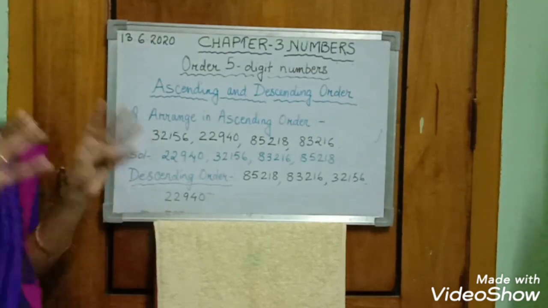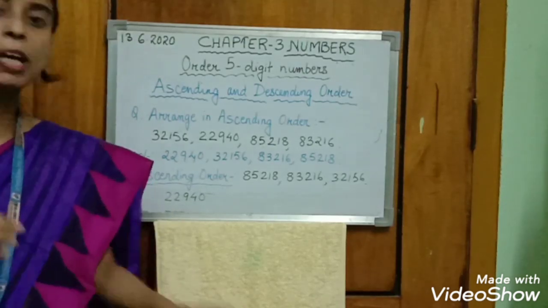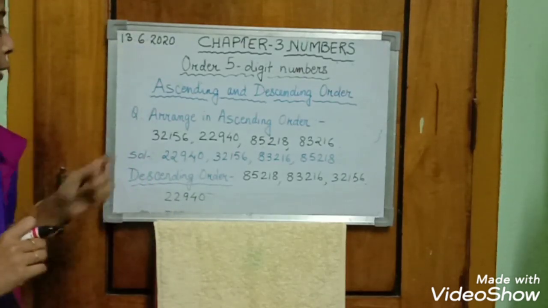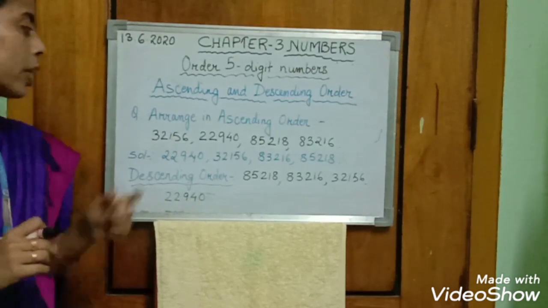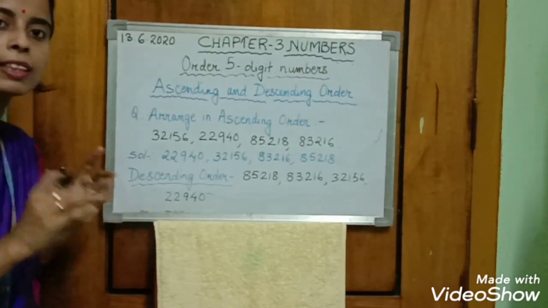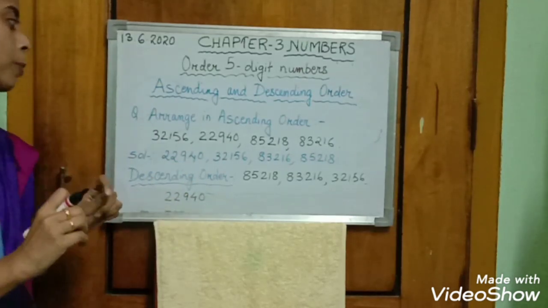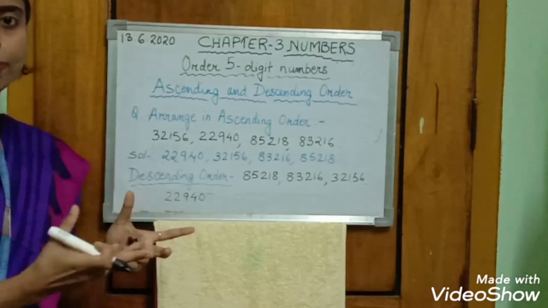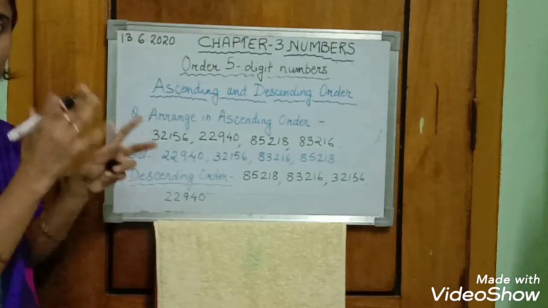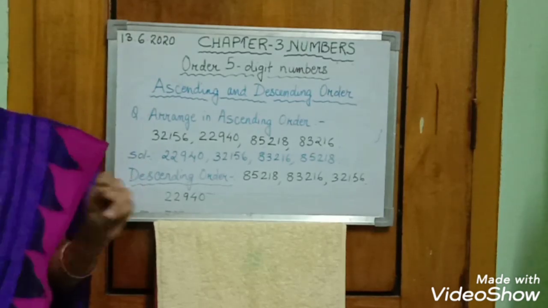For comparing and also ordering the 5-digit numbers, we will see the place value concept. Right? We'll see the place value of the numbers. First we will see the 10,000 place. If 10,000 place is same, then we'll see the 1,000 place. Right? If the 1,000 place is same, then we'll see the 100 place. And this process will help us to compare or order the 5-digit numbers easily.